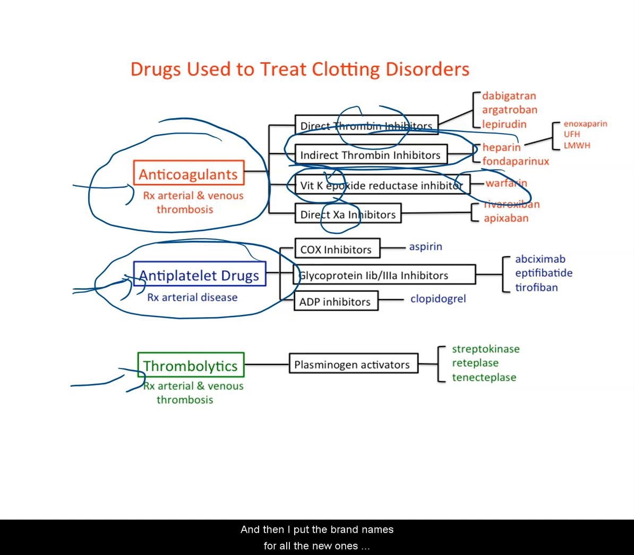And then I put the brand names for Daxa, all the new ones out here, because these are just slightly newer. They work differently. They inhibit fibrin instead of inhibiting thrombin. They're a little faster. Supposedly they're better. I've had nurses and nurse techs tell me they've seen different issues with all of them.